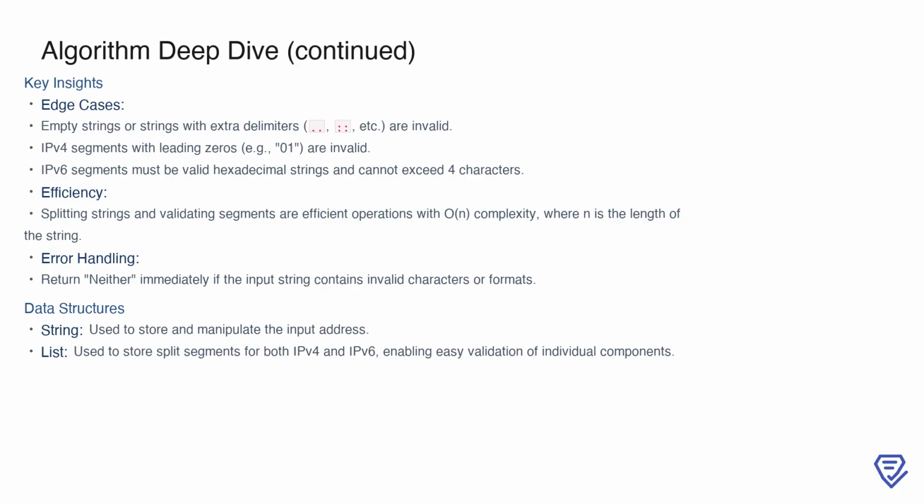From an efficiency perspective, the operations involved, string splitting and segment validation, are linear in complexity relative to the length of the string, making this approach computationally efficient. Additionally, proper error handling is crucial. If the input contains invalid characters or doesn't conform to expected formats, it's important to return neither immediately to avoid unnecessary computation. The use of strings and lists as data structures allows for straightforward manipulation of the input and its segments, simplifying the overall validation process.